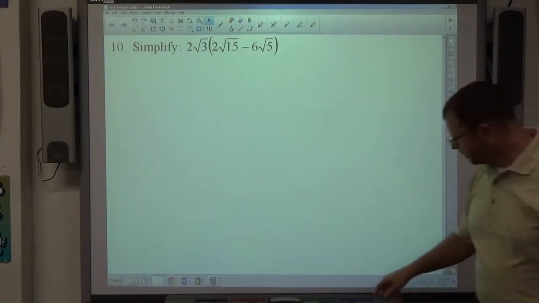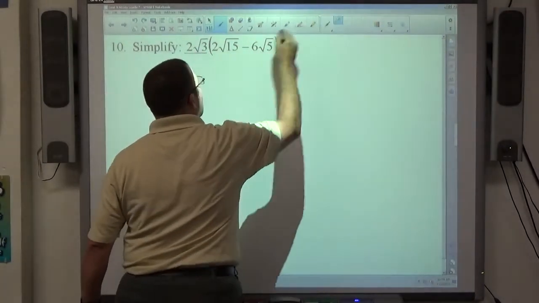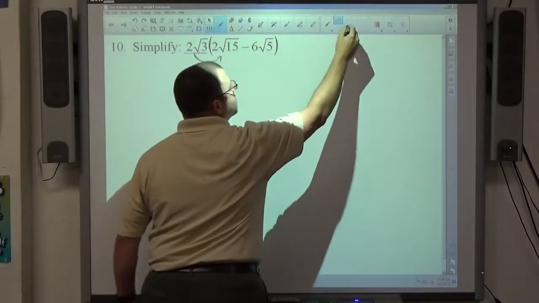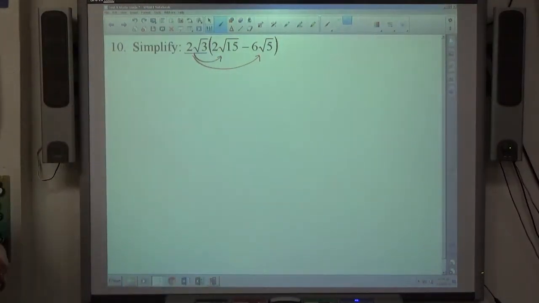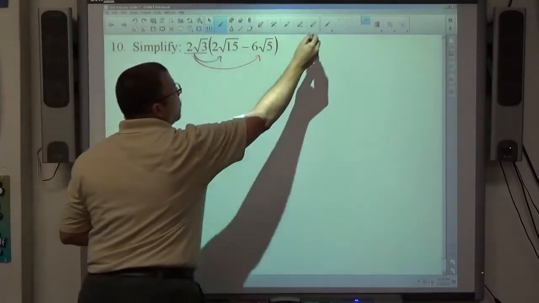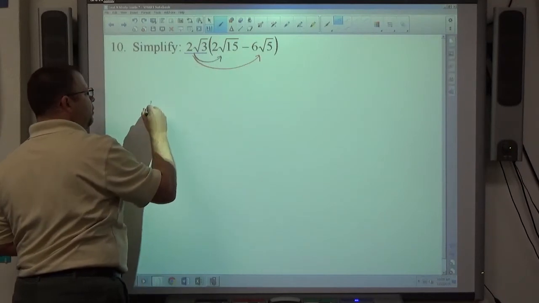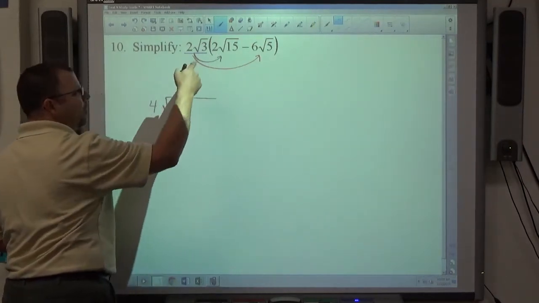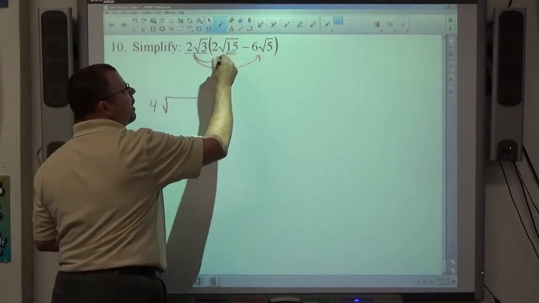Number 10. Now we're multiplying a radical object times another radical object in distributive property form. So that 2 square root of 3 outside multiplies evenly through the parentheses. 2 square root of 15 and 6 square root of 5 get multiplied by that 2 square root of 3. So when I do the black multiplication, multiply the numbers on the outside. So 2 is going to multiply by 2 to make 4. But instead of doing 3 times 15 is 45, 3 is already prime, 15 is 3 times 5.